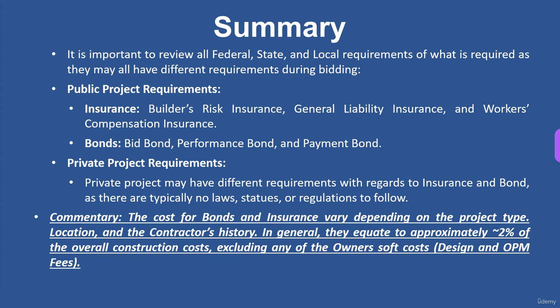It's Wild Wild West. The cost of the bond and insurance varies depending on the project type, location, and contractor's history. In general, they usually equate to about 2% of the overall construction cost, excluding the owner's soft cost, which is the design and owner's project management fee. So when I get to change orders, we'll talk about this a little bit more. But usually bond insurance is about 2%. So when you have change orders, if you get 2%, usually don't fight it. If it's higher than that, you'd want documentation to prove why. And usually if it's above that, it's because the contractor has a bad track record.